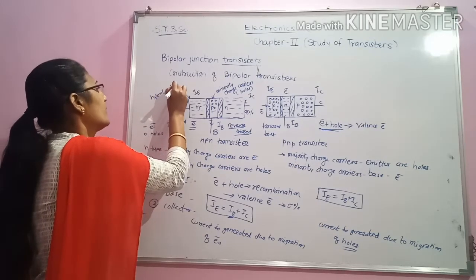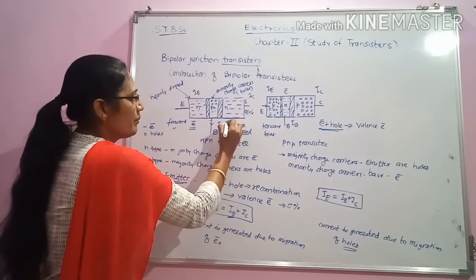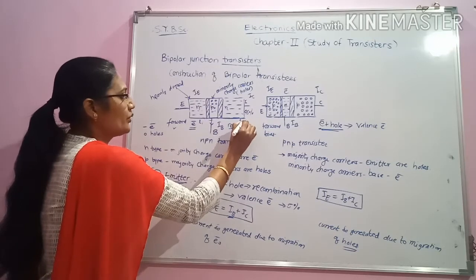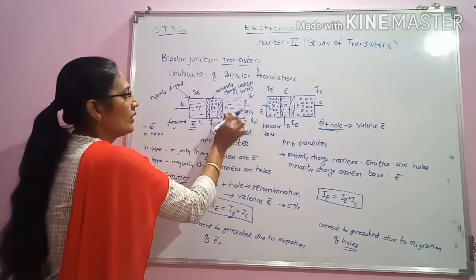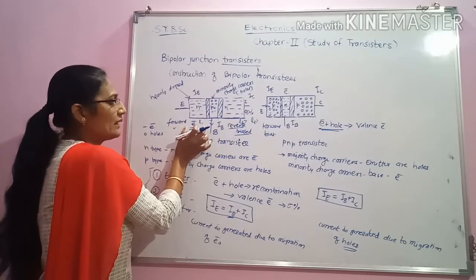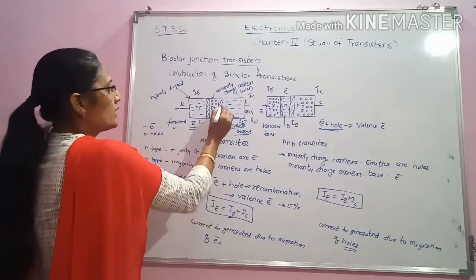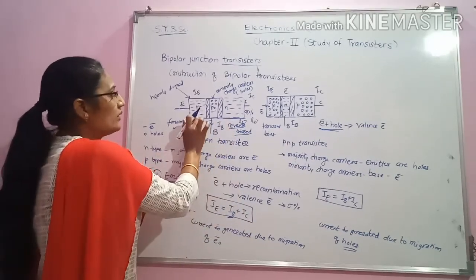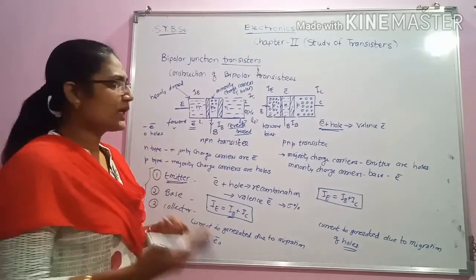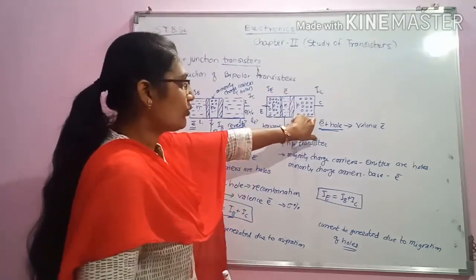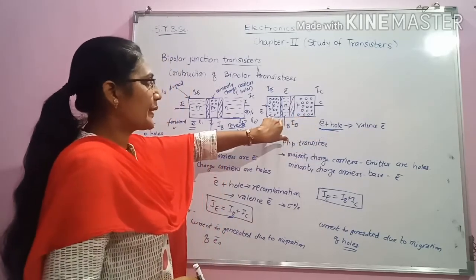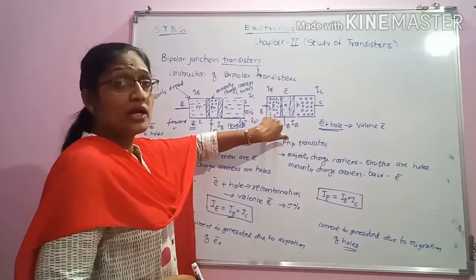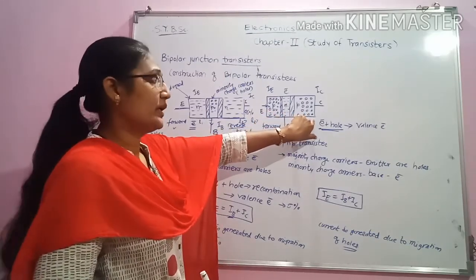Heavily doped as compared to this region, meaning its length is more, L1 and L2. So the length of the collector portion is greater than the emitter portion, and the doping of the collector portion is less as compared to the emitter portion. The same is the situation here. The length of the collector portion is more as compared to the emitter portion, and the doping of the emitter portion is more than the doping of the collector portion.